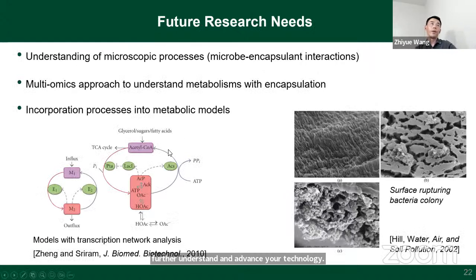Moving forward, what we learned from our study showed that there's actually still a lot to explore. There's still a lack of understanding of all the microscopic processes, for example, the microbe-encapsulant interactions. Here on the right-hand side, I showed an SEM image showing that a bacteria colony growing near the surface can rupture the encapsulant if it's not strong enough. And that's actually what happened in our alginate reactors.